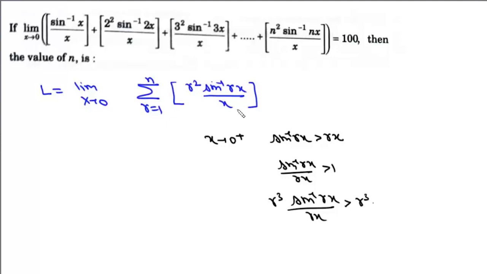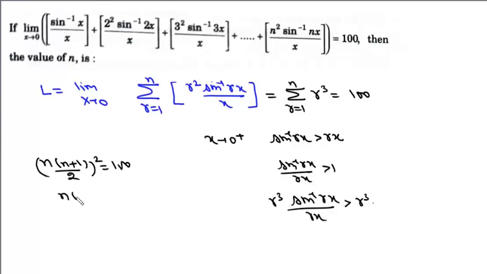So the greater function of r square sine inverse rx upon x is equal to the summation r varies from 1 to n of r cube, and it is equal to 100. Now this is n into n plus 1 upon 2 whole square, and this is 100. So we can write n plus 1 will be equal to 20, which is 5 into 4. That means the value of n is equal to 4. So n is 4, and that is the answer to this question.